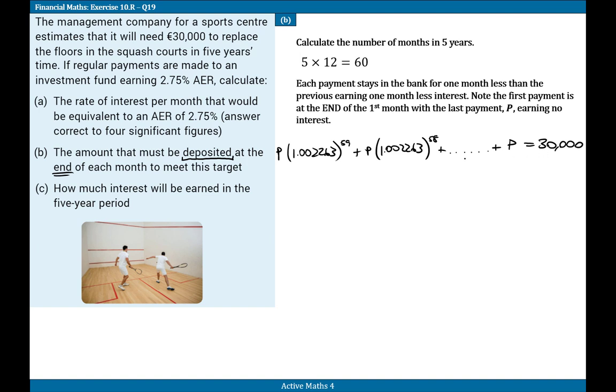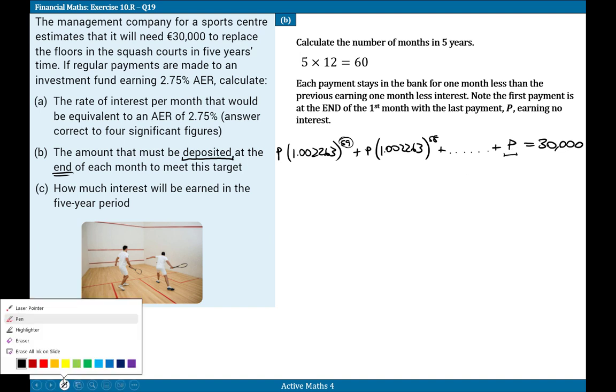So it is the same setup as we just did. Just be careful if your saving starts at the start of a month or an end of a month. That'll affect your first power, and it'll also affect whether the last amount gets a month's interest, so the power of 1, or if it's just a solitary saving of P.